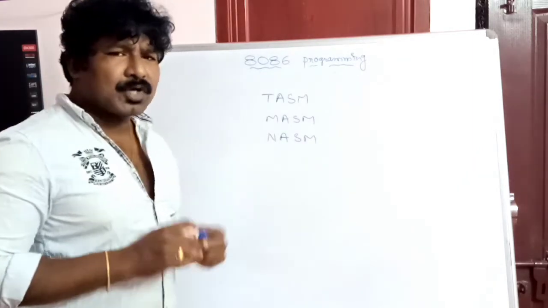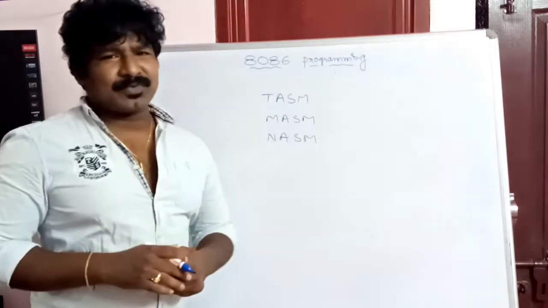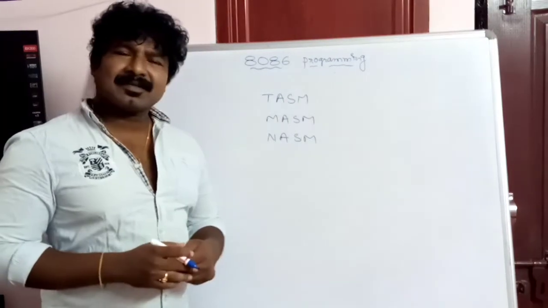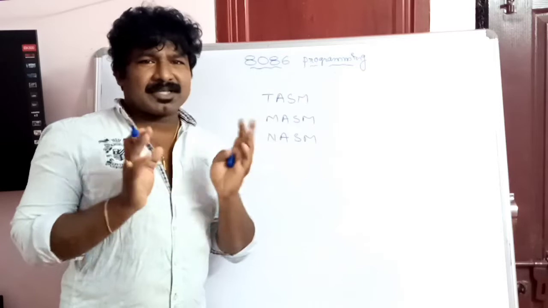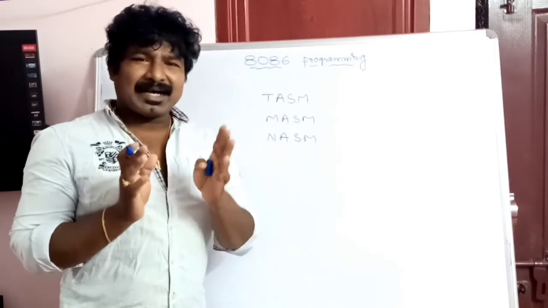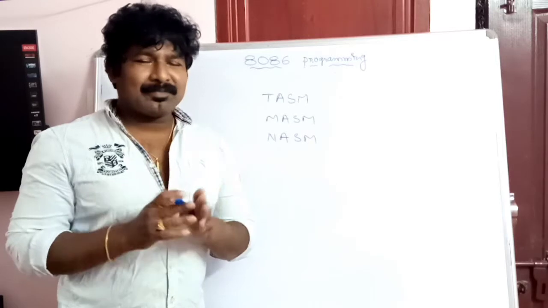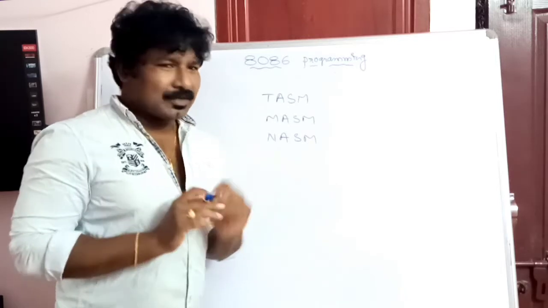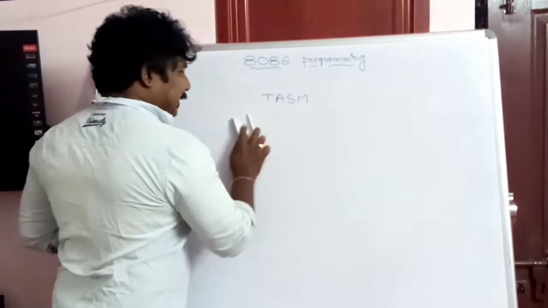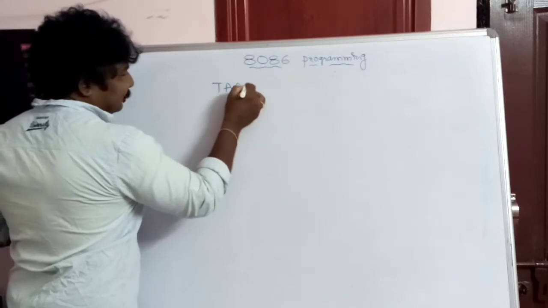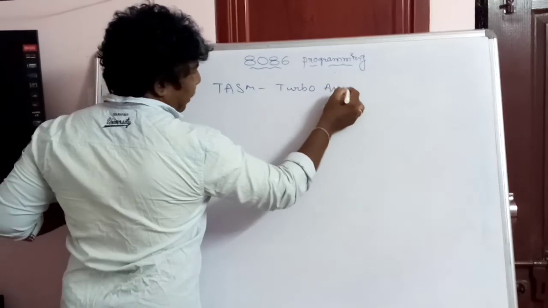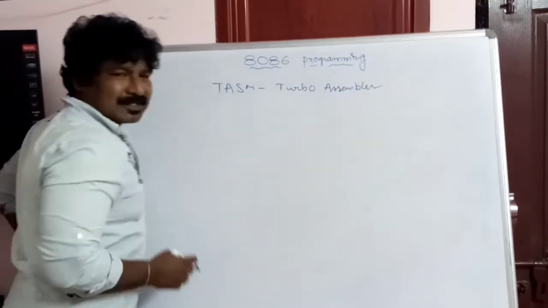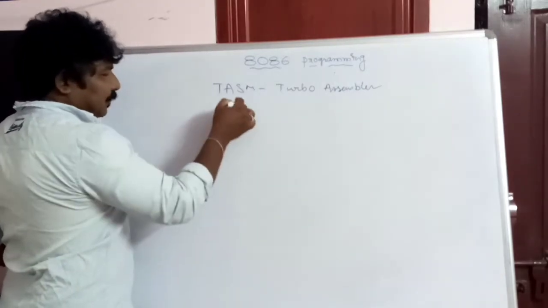Then, how to write a program in 8086? In this session I'll discuss programming in TASM software. I'll tell you how to write a program, how to assemble the program, how to link the program, then how to execute the program. We'll divide this task into various parts. The software we are going to use is TASM, the Turbo Assembler software.